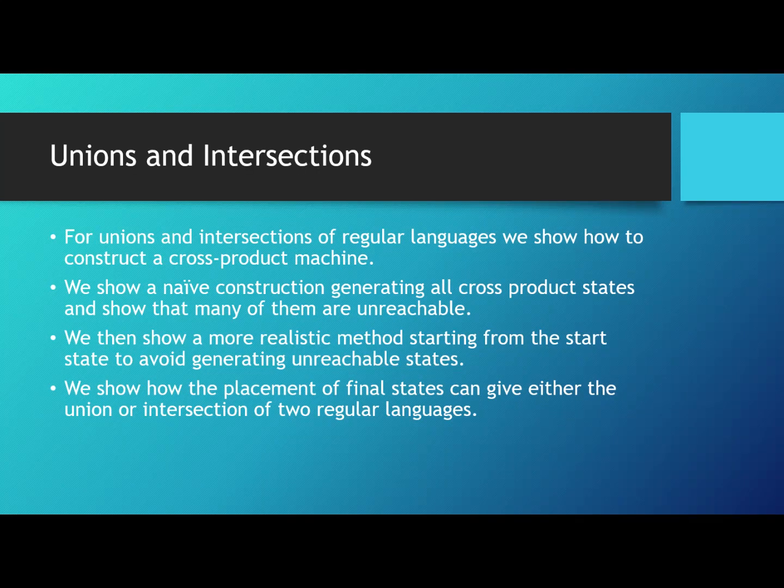For unions and intersections of regular languages, we show how to construct a cross-product machine. We don't denigrate the ad hoc method because that works as well, usually. But we start off by showing a naive construction where we generate all of the cross-product states and then show that many of them are unreachable from the start state. We then show a more realistic method starting from the start state to avoid generating these unreachable states. We show how the placement of the final states can give either the union or the intersection of two regular languages.